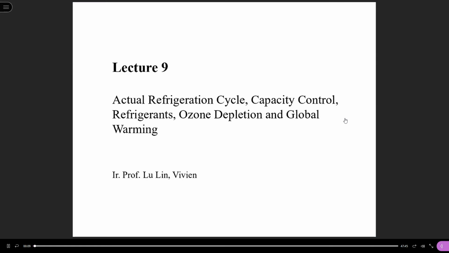So it's on capacity control of our refrigeration cycle, and we have interest in the type of refrigerants and ozone, and we understand their adverse effect on ozone depletion and global warming. So today, in fact, we will mainly understand more about refrigerants, how to select refrigerants, and their adverse effect on our environment.